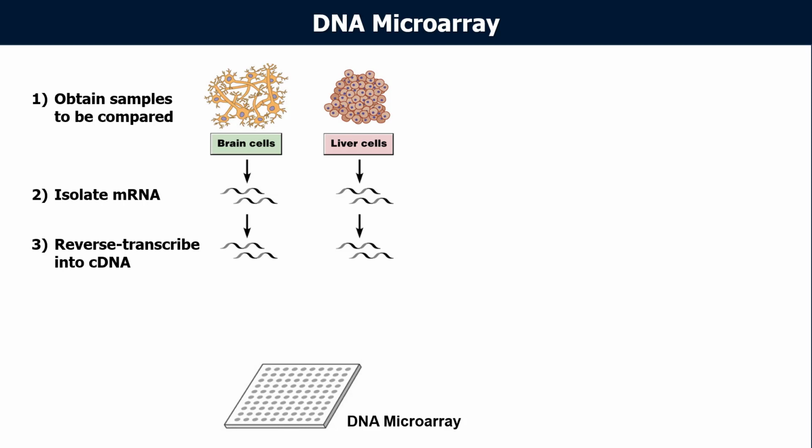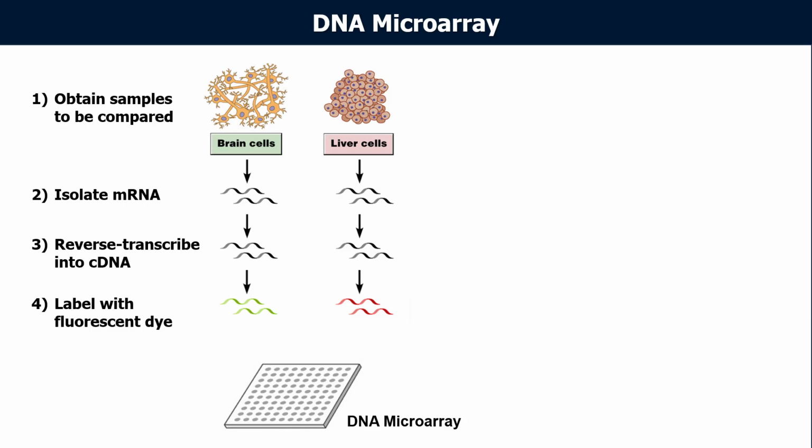The next step is to label or color those DNA samples with fluorescent dyes. So maybe we'll label the brain cell DNAs green and the liver cell DNAs red. And again, these DNAs are just copies of the messenger RNAs. So again, it is reflective of which genes were on at the moment these samples were taken.